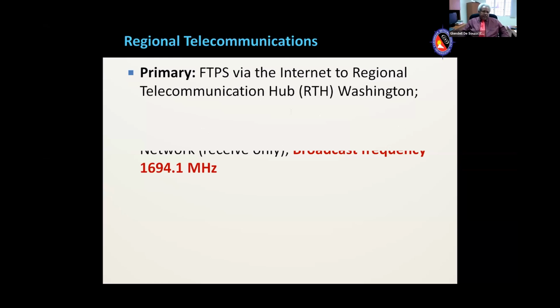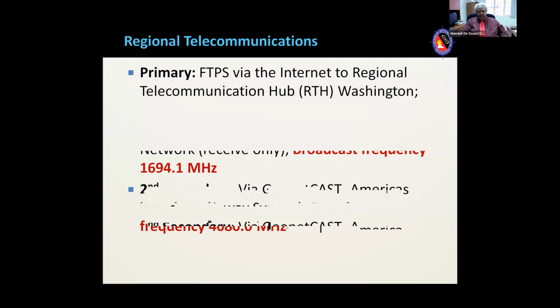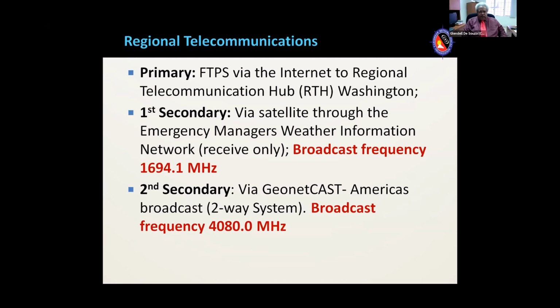1694.1 megahertz. We have a secondary backup system, which we call RRS Americas, and that is now a broadcast system with 2 ways. That means you can transmit and receive, and that's operating at 4080 megahertz. This change is new. RRS Americas used to be a one-way system until earlier this year.